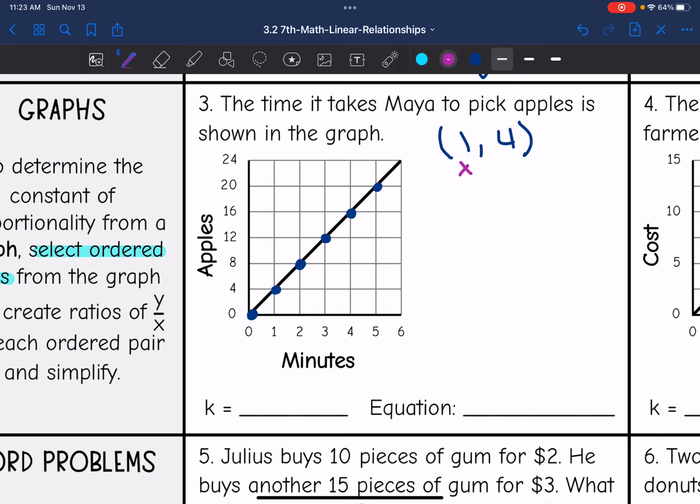Remember, this is an x and this is a y. So if k equals y divided by x, I will find k by doing 4 divided by 1. I could have done that with any ordered pair. I just chose the first one. And 4 divided by 1 is 4. So that is the constant of variation, that number that we're constantly multiplying by, and that means that the equation is y equals 4x.